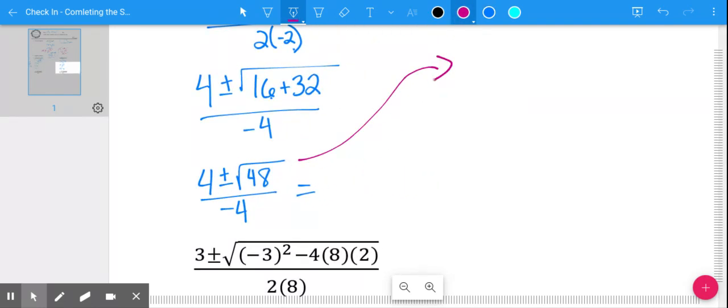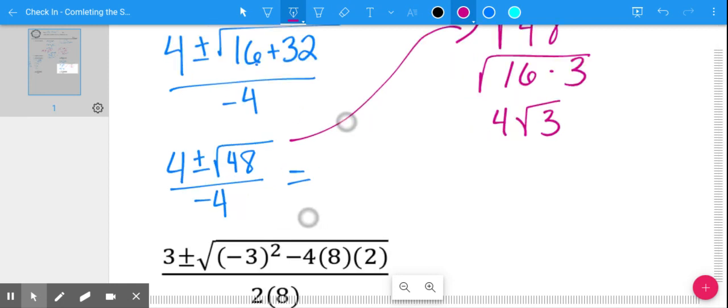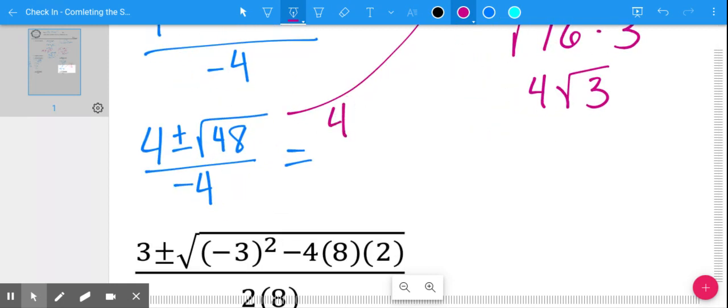So remember, 48, we look for the largest perfect square that goes into 48. You might be thinking it's 4, but it's not actually 4. It's going to be 16. So it's going to be 16 times 3. And the square root of 16 is 4 square roots of 3. So we can simplify this as 4 plus or minus 4 square roots of 3, all divided by negative 4.